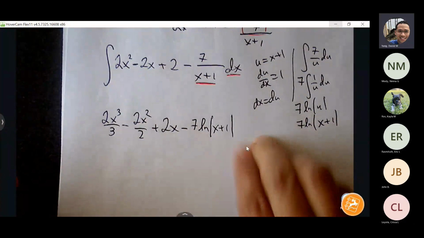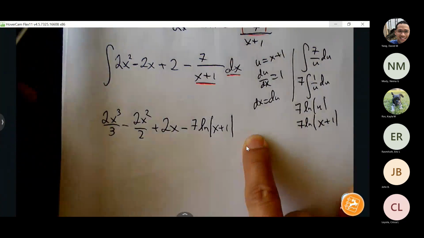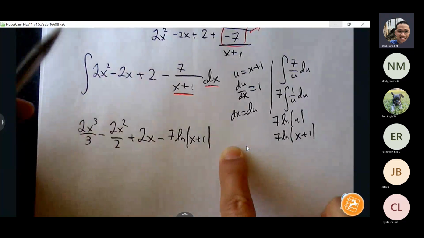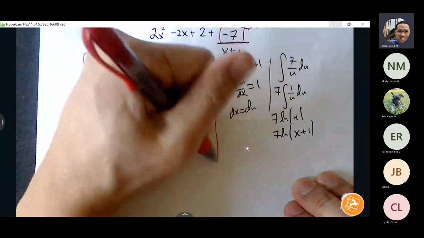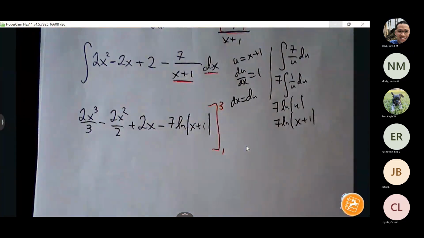Normally I would do a plus C, but why do I not do that? There's bounds, right? So at the very end, instead of putting a plus C, you'll do a 1 and 3. Okay. Upper bound first, followed by lower bound. Not to clean anything up, just leave your answer all in that mess. That's perfectly fine.